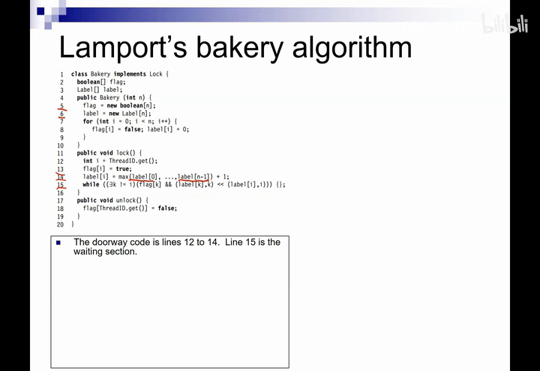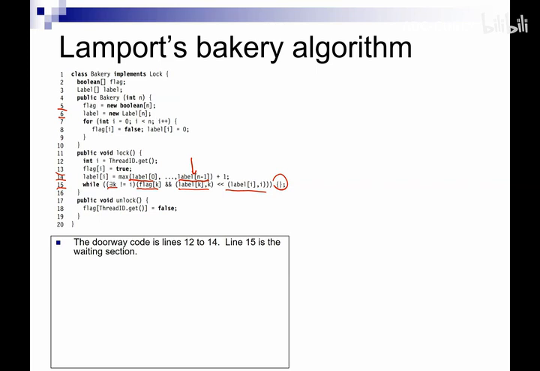Then I'm going to check all of those other processes, and if I see any other process K such that K is trying to get in, so his flag is up, and K has a smaller label than I do, then I'm going to wait. Now let's talk about this label a bit. This label is a number. And potentially you could have two threads that get the same label.